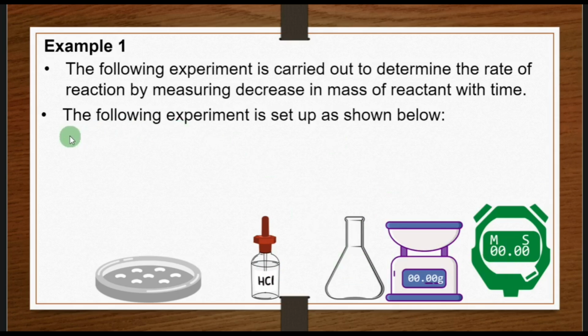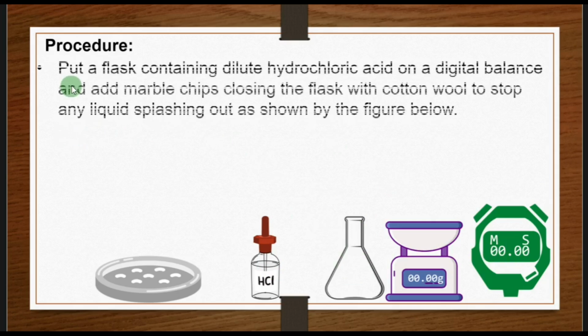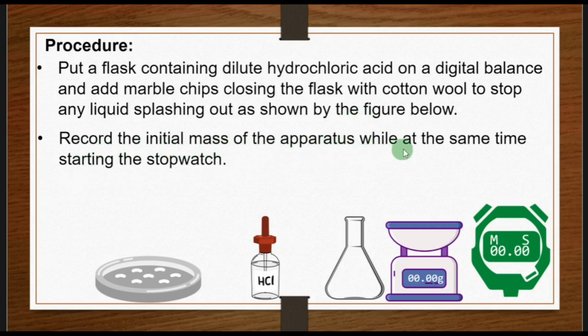So let's look at the procedure. The procedure says put a flask containing dilute hydrochloric acid on a digital balance and add marble chips, closing the flask with cotton wool to stop any liquid splashing out, as shown by the figure below. Second, record the initial mass of the apparatus while at the same time starting the stopwatch. So what this instruction is saying: put a flask containing dilute hydrochloric acid on a digital balance. This conical flask, we need to add hydrochloric acid to it and then put it on the balance. So let's add hydrochloric acid to it there.